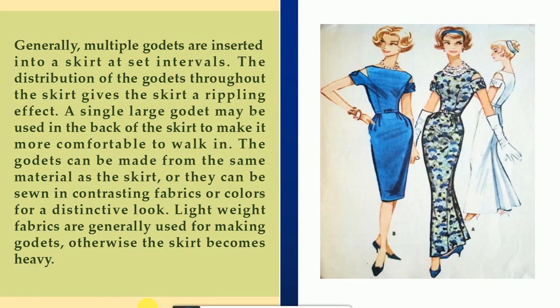Generally, multiple godets are inserted into a skirt at set intervals. The distribution of the godets throughout the skirt gives the skirt a rippling effect. A single large godet may be used in the back of the skirt to make it more comfortable to walk in. The godets can be made from the same material as the skirt, or they can be sewn in contrasting fabrics or colors for a distinctive look. Lightweight fabrics are generally used for making godets, otherwise the skirt becomes heavy.